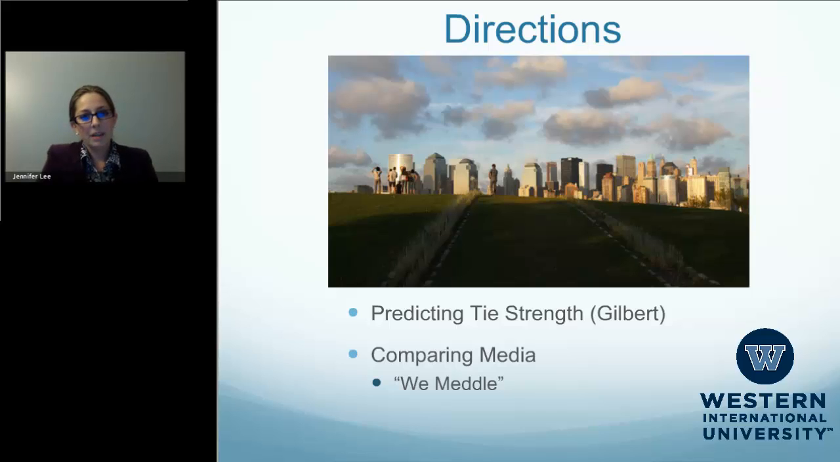So these are some of the ways that researchers in this area tend to think about social media and social networking. And let's talk about some of the directions the research has gone in, and some of the potential future directions of the research.